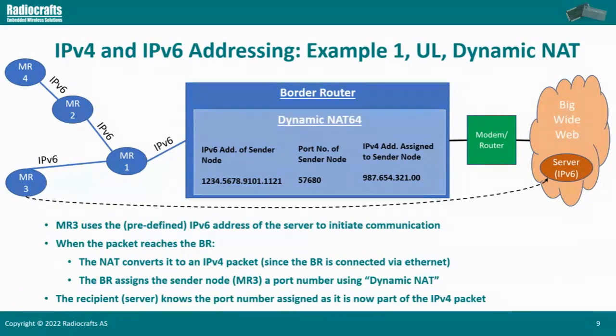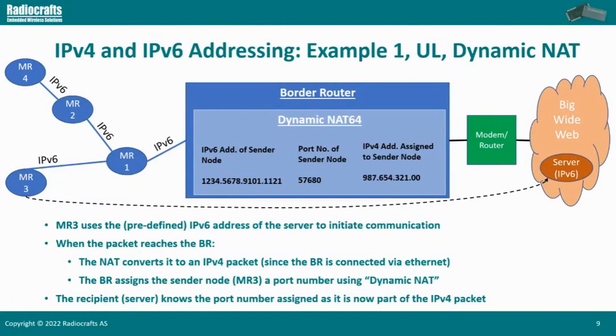The NAT table, first of all, you can see the first entry on the left. It takes note of the IP version 6 address of the sender node, which is here mesh router number 3. And then, of course, this is just an example IP address. And then it translates that to the IP version 4 address, which is the global one, which the border router will use to communicate with the outside world, and a port number.